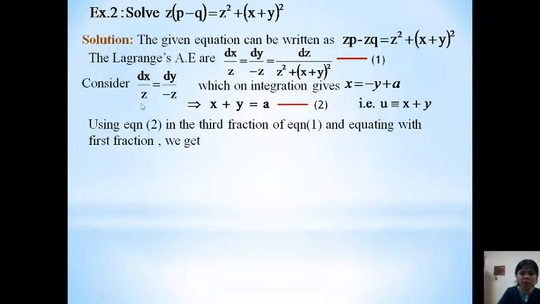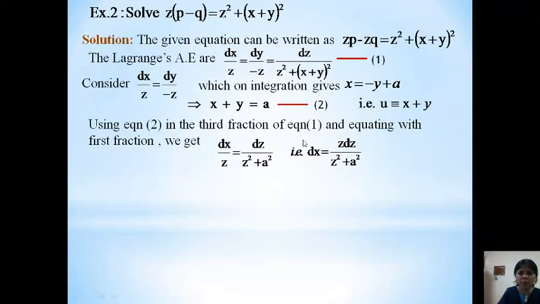So I am comparing it here with the first fraction. What we get is dx by z equal to dz upon z square plus a square. Now integrate this, we shall obtain the variable separable form over here, right?